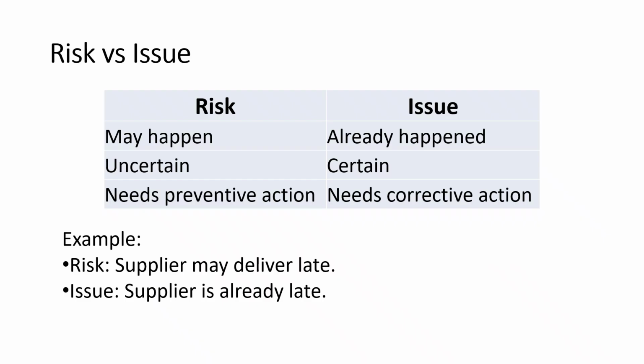Now, let us make an important distinction between risk and issue, because these two terms are often confused. In project management, they are not the same. A risk refers to something that may happen in the future. It is still uncertain. There is a possibility it could occur, but it has not happened yet. Because of that, risks require preventive action. We try to identify them early and plan how to manage them before they affect the project.